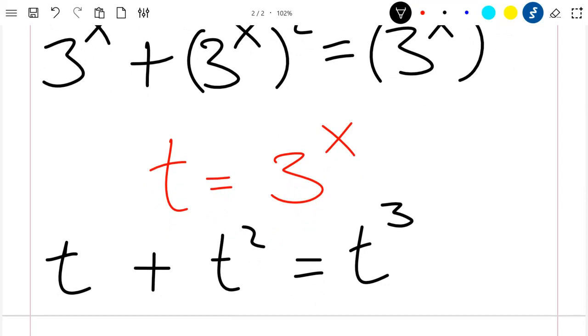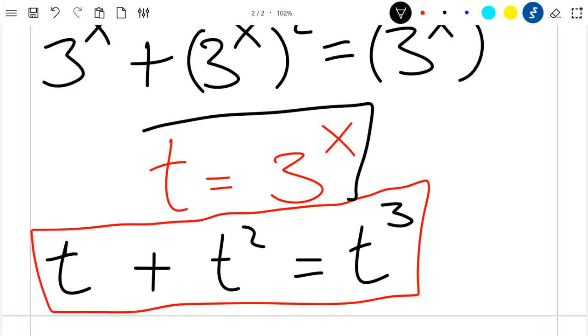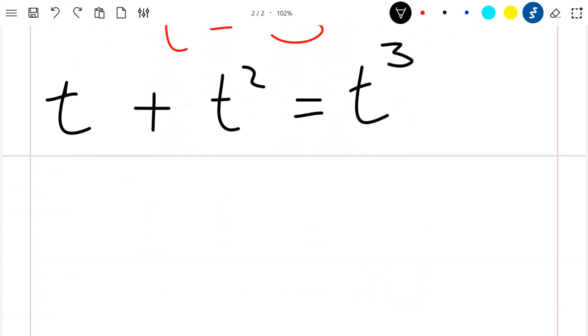Now my goal is to solve this last equation and find the solution t, and from the solution t I can easily get my solution x. So that's what we are going to do here. Let's solve this last equation.